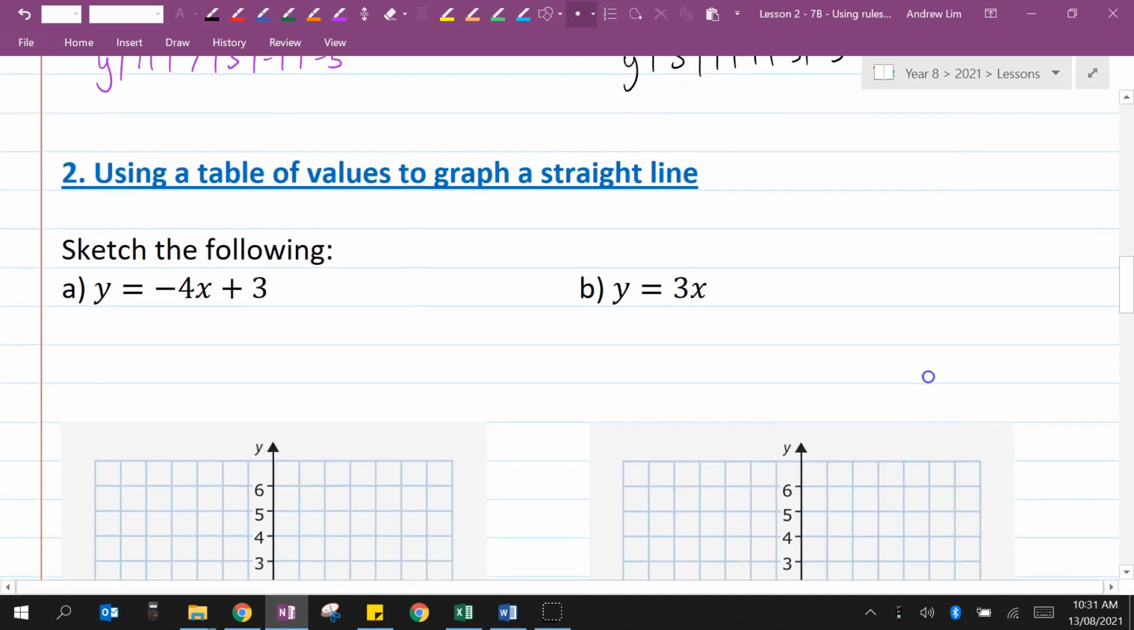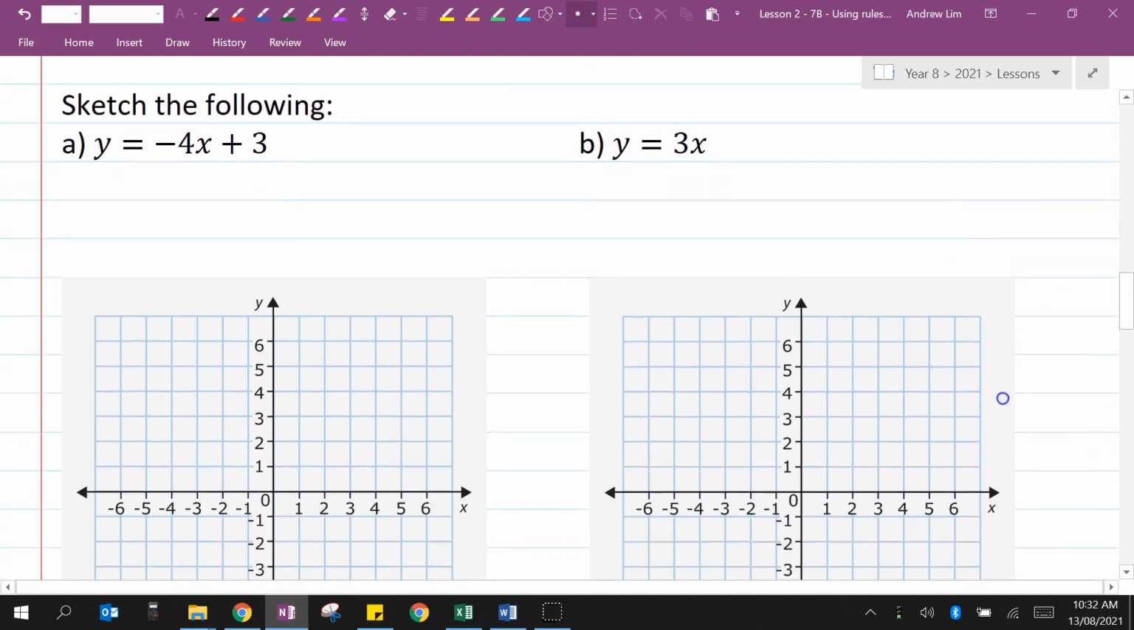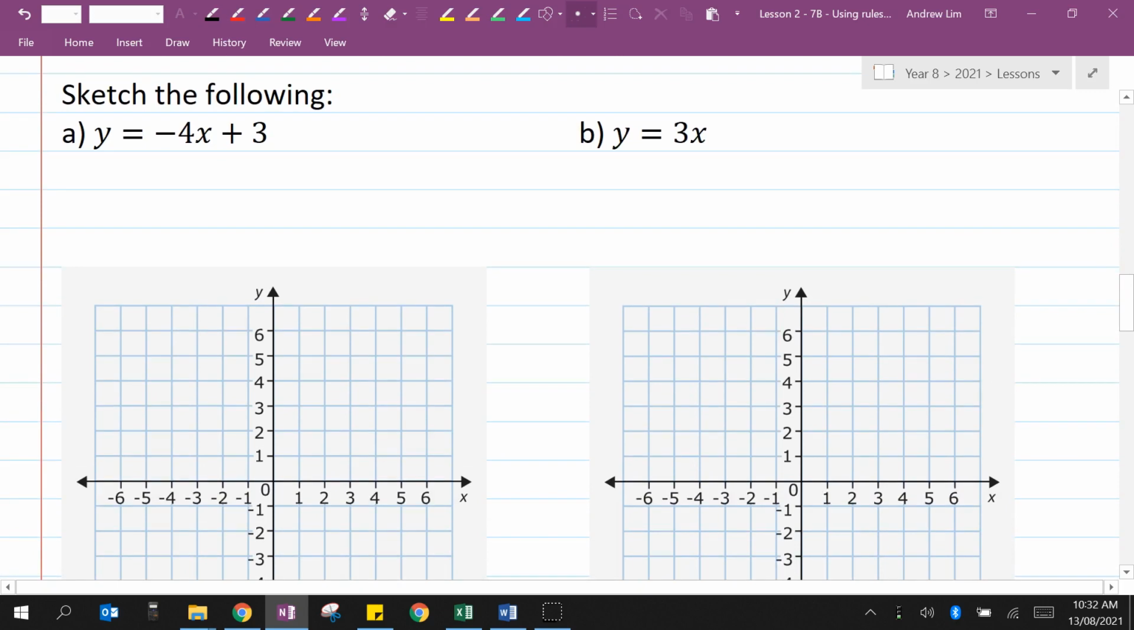Alright, let's have a look at part 2 of this lesson. Using a table of values to graph a straight line. So the whole point of knowing how to complete a table of values from a rule is so that we can sketch the straight lines. So here we've got sketch the following: y equals minus 4x plus 3.